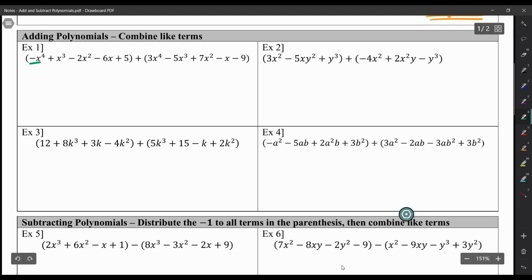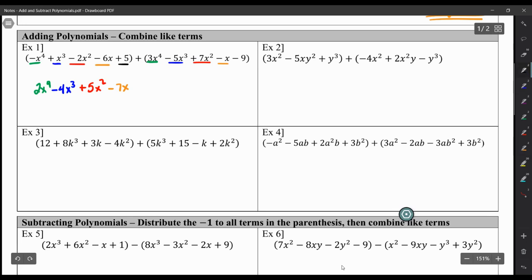So I'm going to start here. Negative x to the fourth and 3x to the fourth. If I add those together, we get a 2x to the fourth. Then we have x to the third and negative 5x to the third to make negative 4x to the third. We can also add negative 2x squared and 7x squared to get a positive 5x squared. We can then add negative 6x and negative x to make a negative 7x.